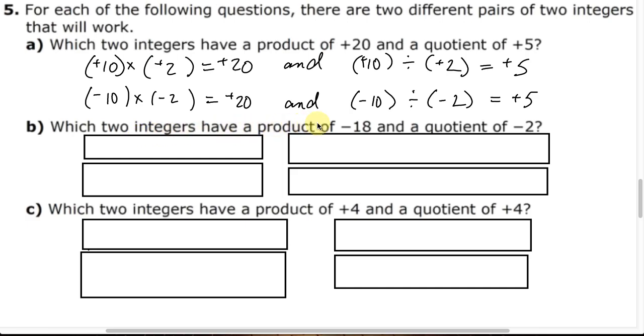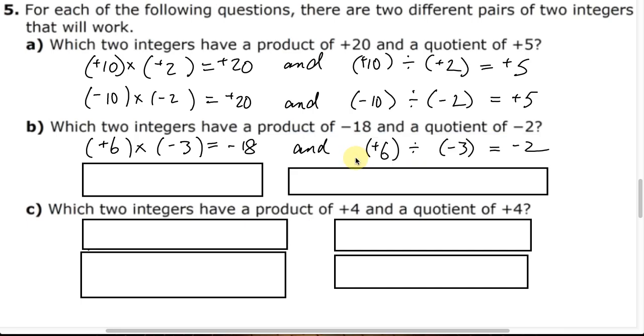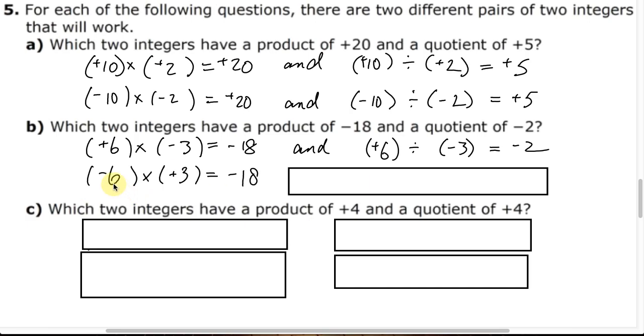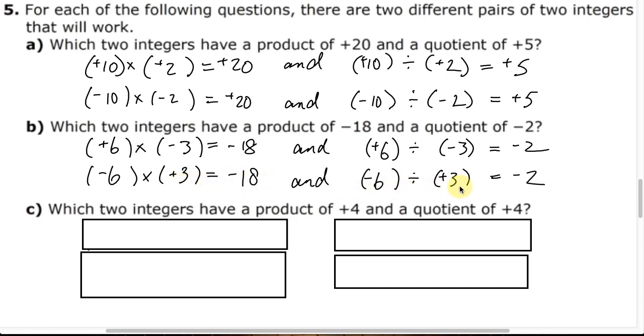Next, which 2 integers have a product of negative 18 and a quotient of negative 2? So positive 6 times negative 3 will give you negative 18. And positive 6 divided by negative 3 will give you negative 2. If we switch the signs around, this gives us a different answer. So negative 6 times positive 3 will give you negative 18, and negative 6 divided by positive 3 is negative 2. So there are your 2 possible answers.